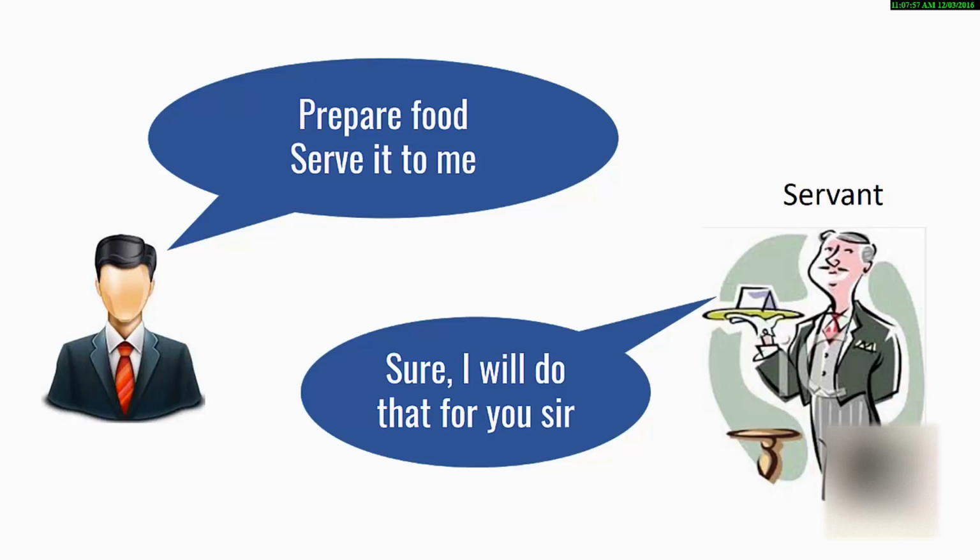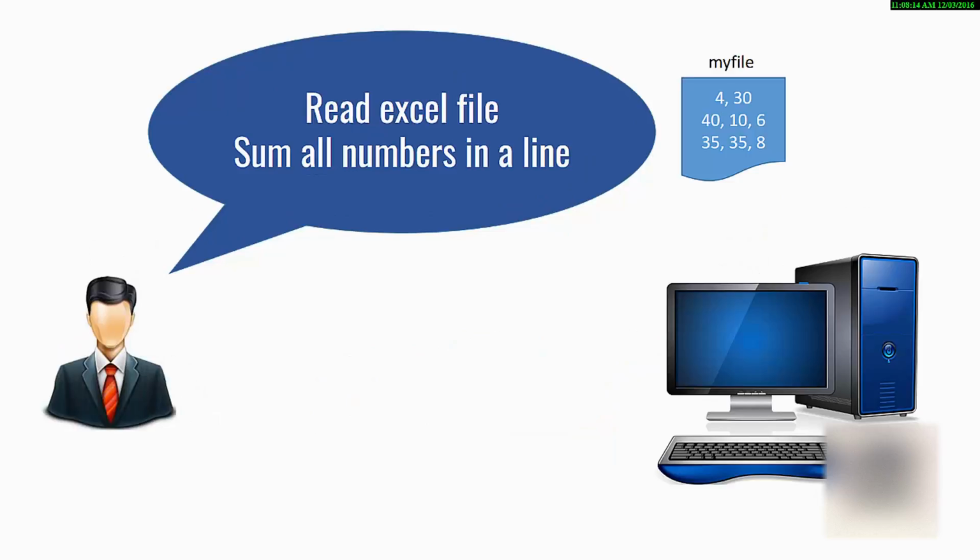Okay, I'm going to explain code by giving an example of a servant. When you have a servant in home, you can give him commands like prepare food, serve it to me, go wash my car, and the servant will perform those tasks for you. Similarly, computer is your servant. Of course, it cannot go and wash car for you. It can do things like numeric computation, browsing internet, and so on.